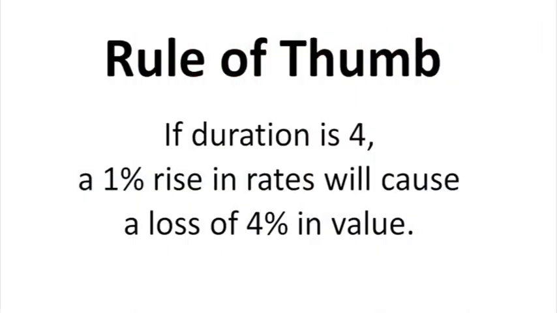Now let's look at duration. As a general rule of thumb, for every 1% change in interest rates, the value of a bond mutual fund will change by the duration of that fund. Let's look at an example. Let's assume that you have an intermediate term bond fund with a duration of 4. If there's a 1% increase in interest rates, your bond mutual fund would likely decline by 4%.